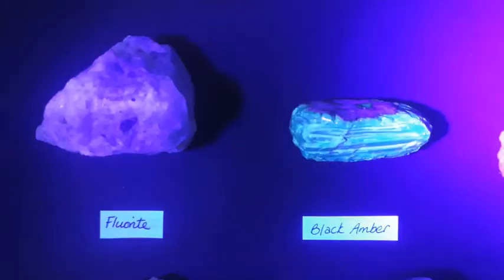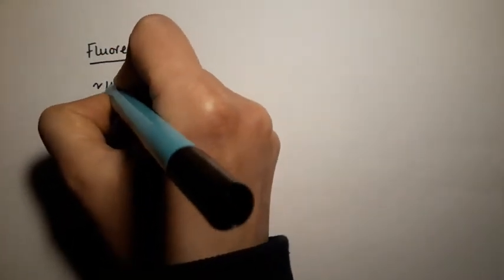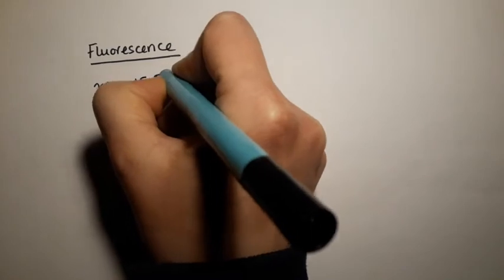Focusing on the fluorite, you can see that whilst the whole specimen fluoresces, there are some dotted patches where we've got a different chemical composition, where the fluorescence is darker, more intense, and more purple. Whereas the black amber displays both green and purple fluorescence, and this can be seen in these beautiful stripes and patterns throughout the specimen. Fluorescence is very common, occurring in around 10 to 15% of all minerals.